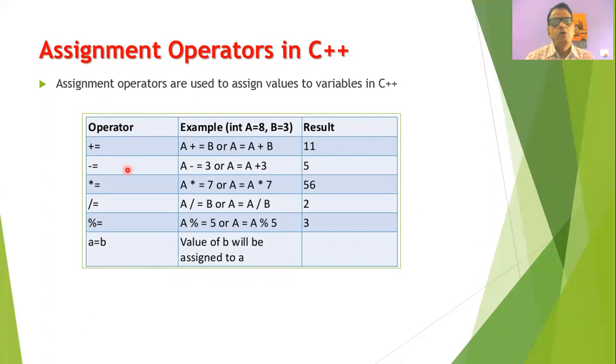Similarly, the minus equal to operator can be used as a minus equal to 3, or a is equal to a minus 3. Star equal to is just a star equal to 7, or it is the same as a is equal to a star 7. Slash equal to is a slash equal to b, or it is the same as a equal to a slash b. Modulo equal to is just a modulo equal to 5, or it is the same as a equal to a modulo 5.